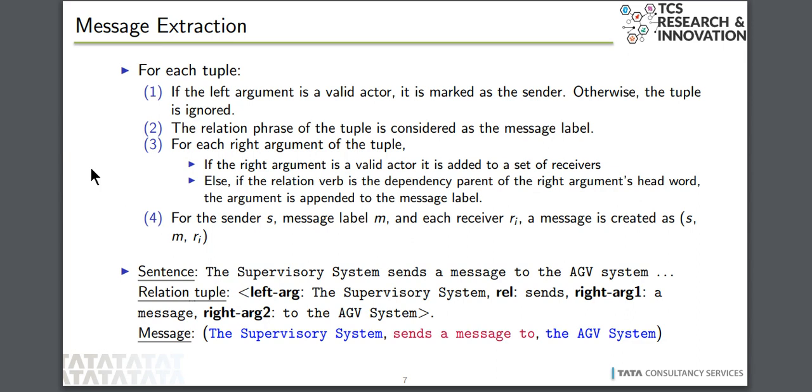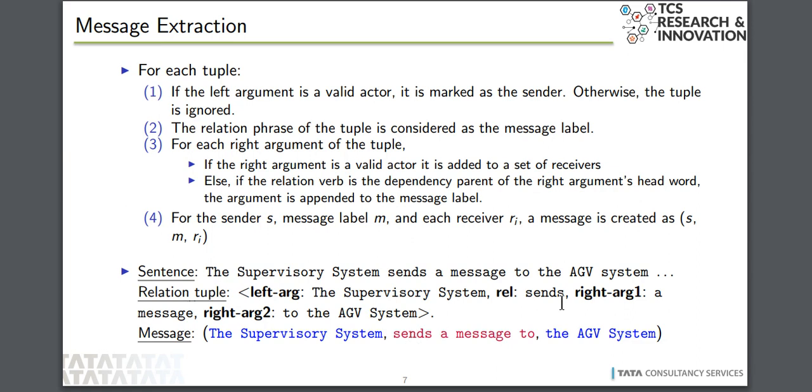If you see this sentence, the same sentence that I was discussing earlier, the supervisory system sends a message to the AGV system, we get this relation tuple from the OpenIE system that I mentioned. Now here if we see the left argument, the supervisory system is a valid actor, and hence the message starts with this being the sender. The relation that is sends comes here as a part of the message label.